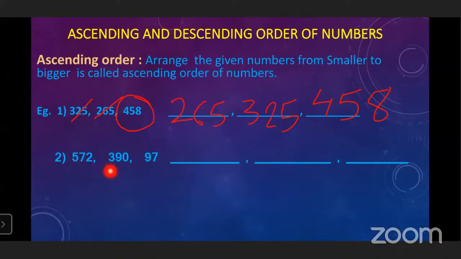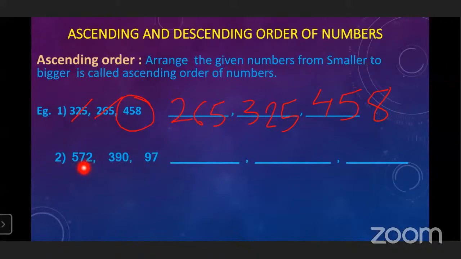Okay, now the next example is given: 572, 390, and 97. These three numbers are given. So here also you have to find the smaller number, because we are going to arrange the numbers in ascending order. Means here also we have to find out the smaller number from these three numbers. Okay.